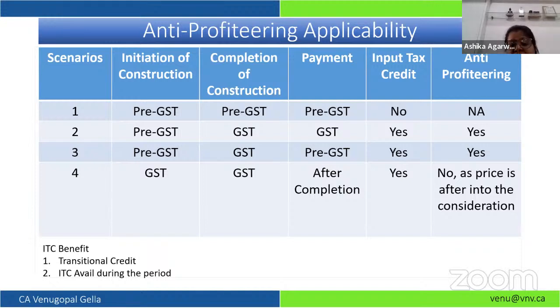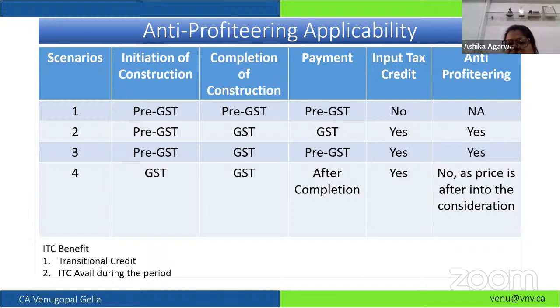Second is the part of transitional credit, meaning credit of stock in line, which you were supposed to use, which you are going to use for the purpose of construction. So over here, you have availed ITC on two things. One is transitional credit and one is ITC availed during the period. So over here, you got the ITC benefit as the construction has been done under GST regime, part of it. Now over here in scenario 2, we are assuming that payment has been received in GST regime. You have not received any payment prior to GST. It's all started with GST. Obviously, part of the input tax credit you have availed relates to GST regime.